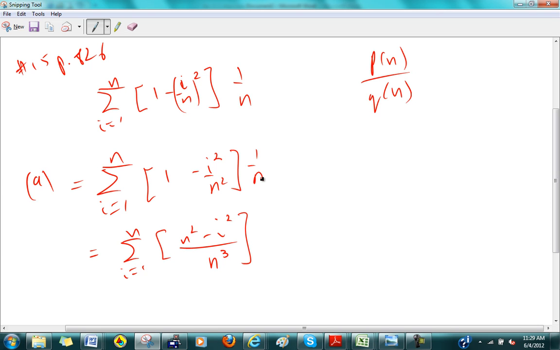That's part A. Part B is the table. And then part C, they're asking you to take a limit as n goes to infinity. So in other words, part C, this is what they want you to do: the limit as n goes to infinity of the sum of (n squared minus i squared) over n cubed. Okay?